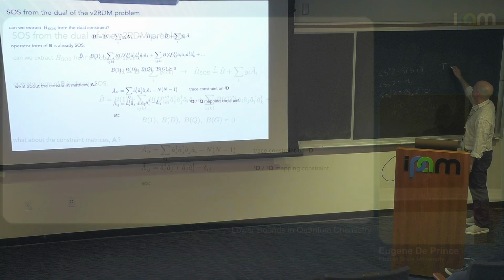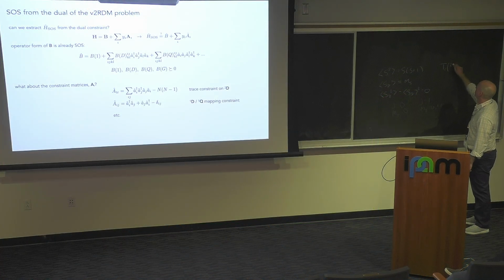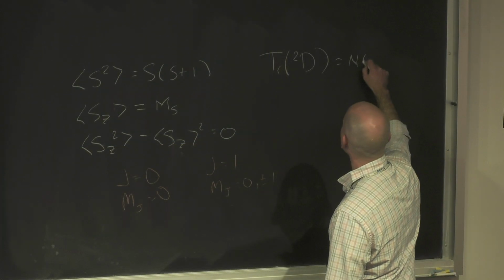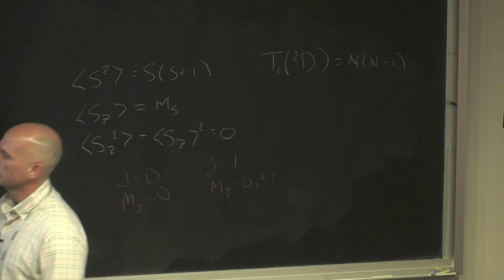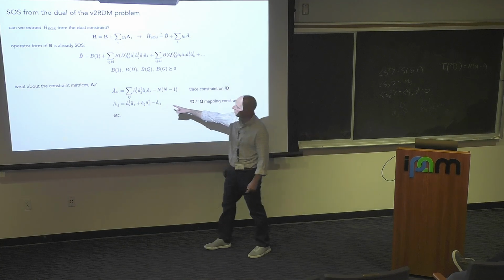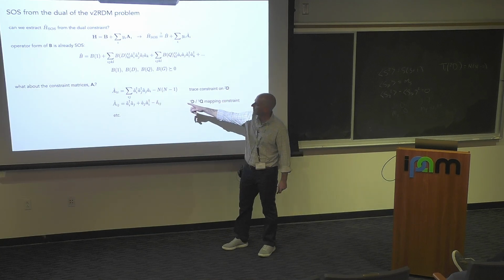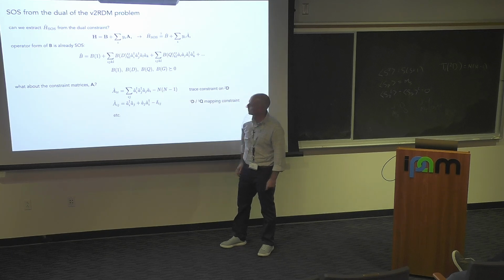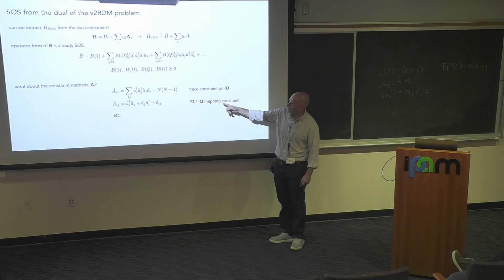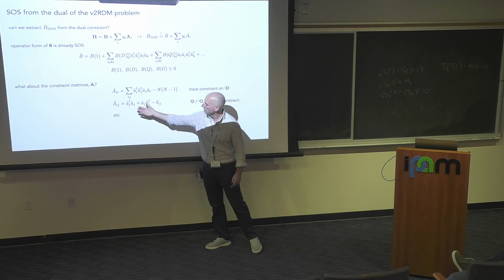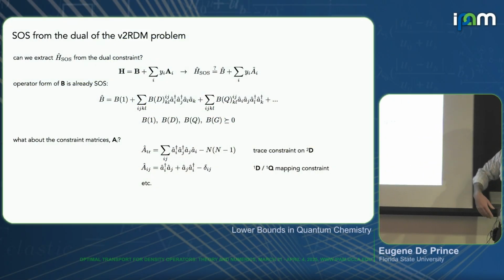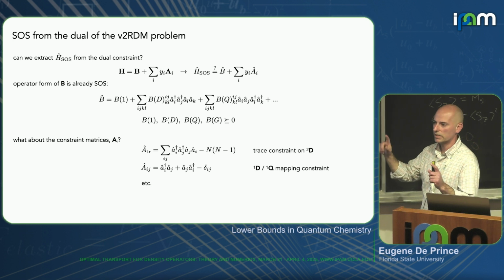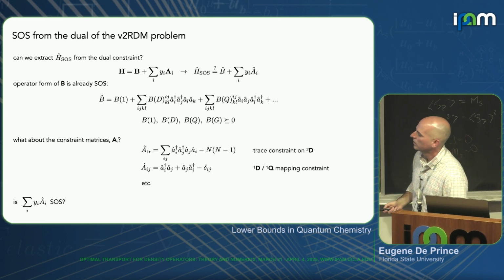If I want to say the trace of my two-body density matrix is equal to n minus 1, which is the normalization we use, then I have an operator that plucks out the diagonals of the 2RDM, and then I have my constant. And then I could have mapping constraints where I want D1 and Q1 to map to each other. So they just look like the fermionic anti-commutation relations, et cetera. You could have more of these algebraic constraints relating different operators.